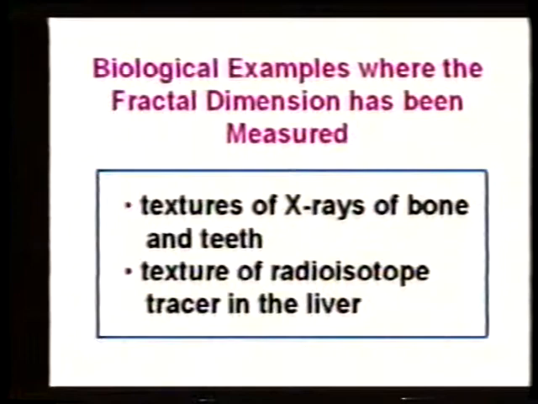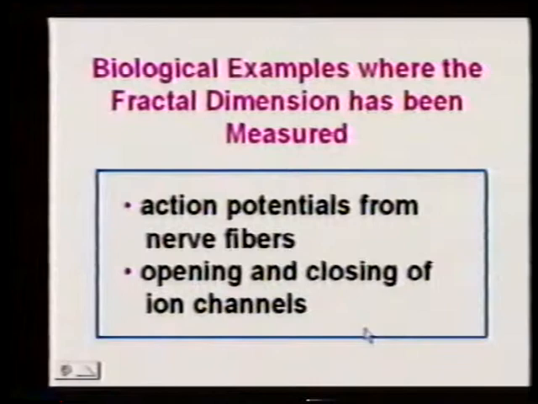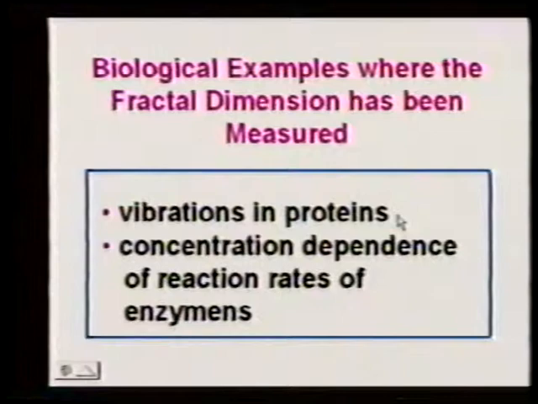Other examples include textures of x-rays involving bone and teeth to look at calcium loss in older people. And for example, the texture of how radioisotopes are distributed in the liver. We heard Mal Teich talk here a couple weeks ago on the timing of action potentials from nerve fibers. And I've talked about the opening and closing of ion channels. We're going to hear Laura talk this afternoon about the timing of inactivation, which will have fractal scaling properties. People have also looked at the vibrations in proteins having fractal properties and the concentration dependence of reaction rates of enzymes, which are misspelt there.